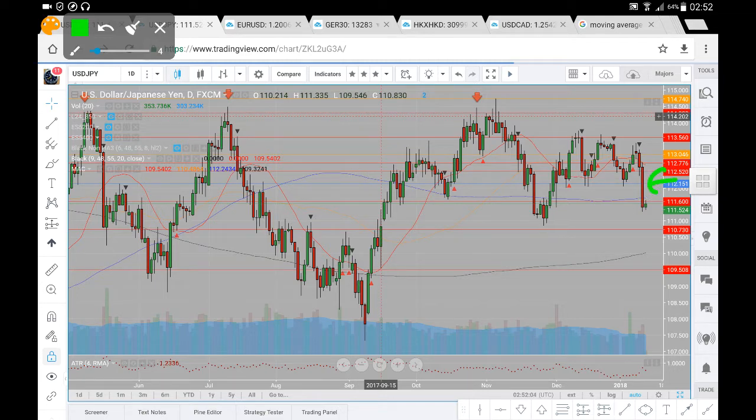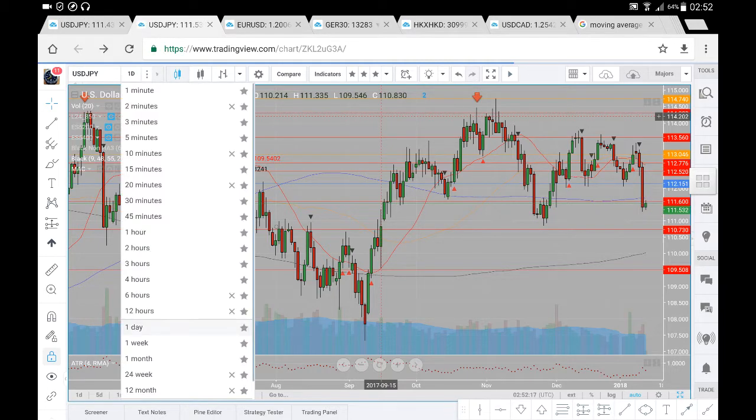We have seen this sell side momentum continue in this market. We've not quite got down to this 111 at the moment. We are seeing a bit of buy side momentum coming into the market, which isn't unusual considering the size of this candle. So now let's just head on to the hourly charts.